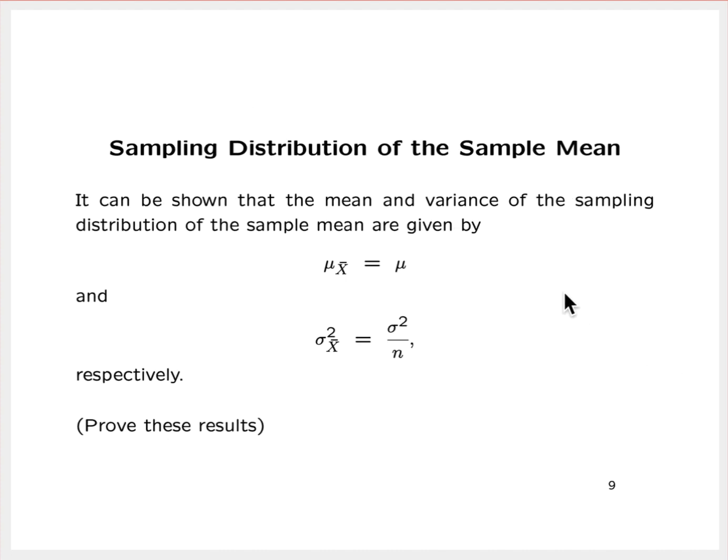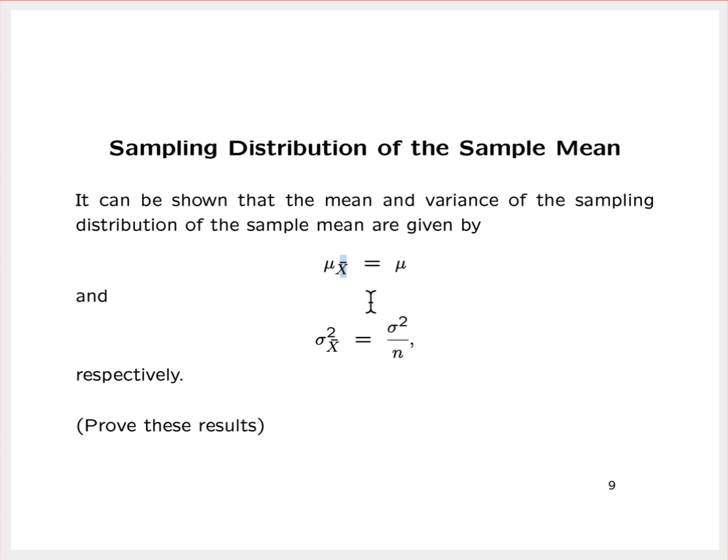Now, we can answer some of these questions analytically and very generally. It can be shown that the mean and variance of the sampling distribution of the sample mean are given by the following. I'm using this notation on slide 9, the lowercase Greek letter mu with an x bar in the subscript, to denote the mean of the sampling distribution of the sample mean.